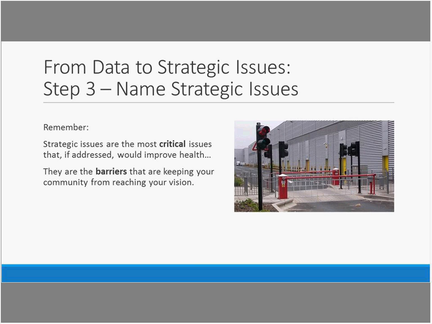So that step was really just about identifying themes in your data. So looking across all the assessments and figuring out what themes emerge around particular health issues. The next step will be to name strategic issues. So remember, strategic issues are those most critical health issues that, if addressed, would improve health. There are barriers that keep your community from your vision.